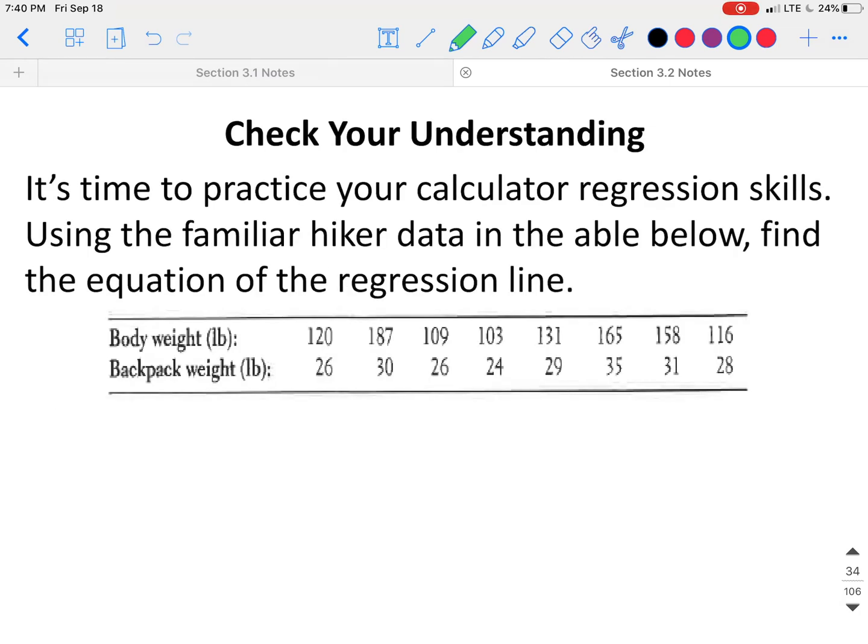So let's check our understanding. It's time to practice your calculator regression skills. Use the familiar hiker data below and find the equation of the regression line. To do this, you're going to go to your lists. Stat, Edit. Make sure you clear out list 1. In list 1, you're going to put the body weights. Then go over to list 2 and clear out list 2. You can highlight list 2, hit clear and enter, and it will erase all data values in list 2. And then you're going to input all of the pack weights into list 2.